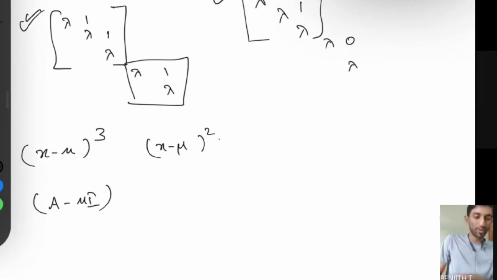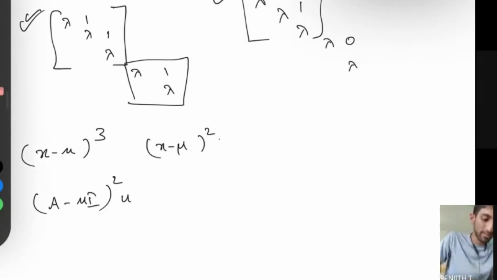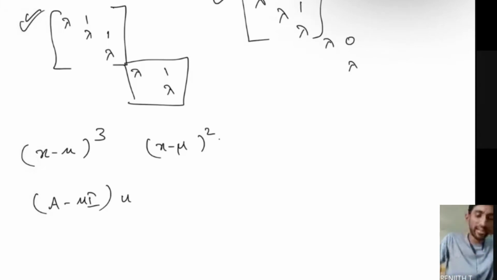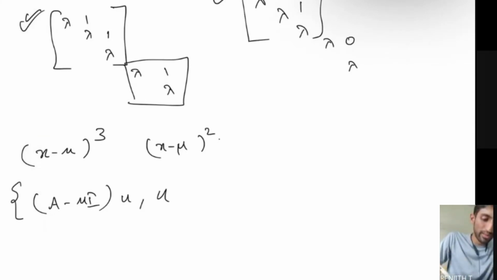A minus mu I is not 0. If A minus mu I is not 0, it means you will get a u such that (A minus mu I) squared is 0, but (A minus mu I) times u is non-zero. So in effect you will get a matrix like this in the beginning.